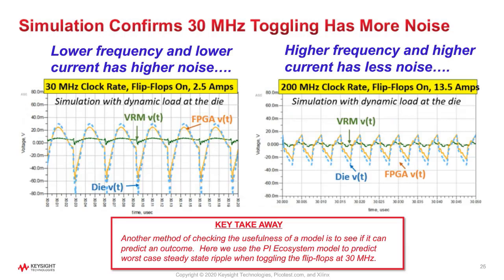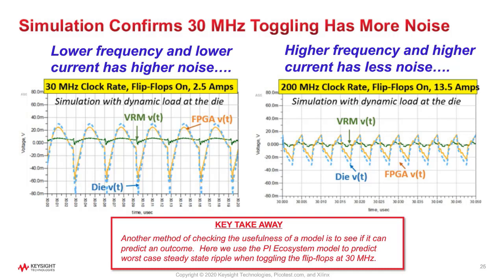Going back to the model of the power integrity ecosystem, we can use it to predict the difference between the steady-state dynamic ripple at 30 megahertz compared to 200 megahertz. The ripple on the left with 30 megahertz toggling of the load draws only 2.5 amps, but has twice the peak-to-peak voltage ripple of the load switching at 200 megahertz with 13.5 amps.